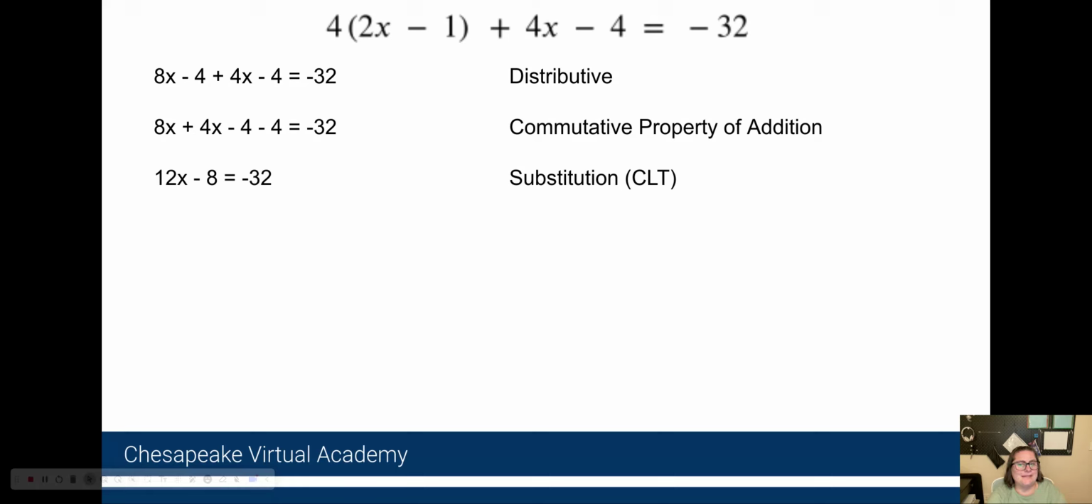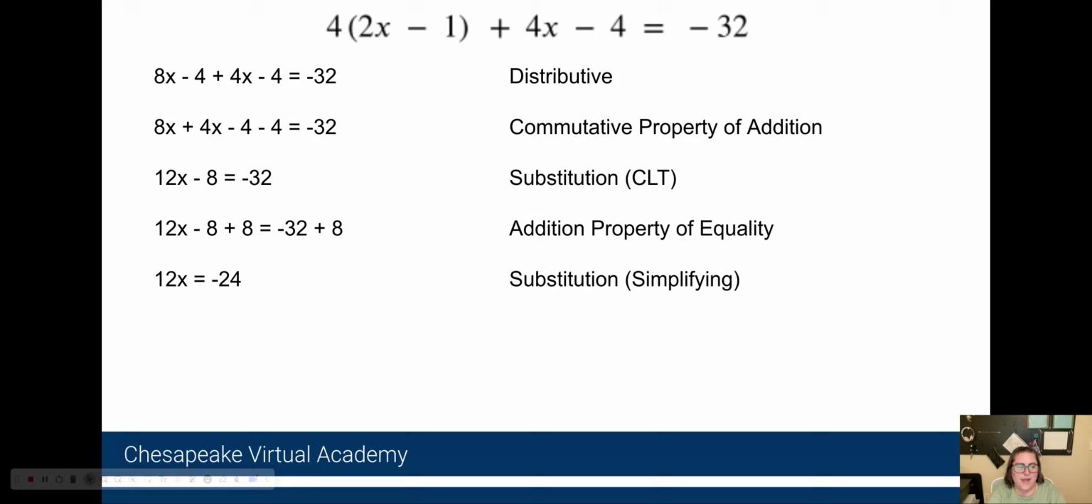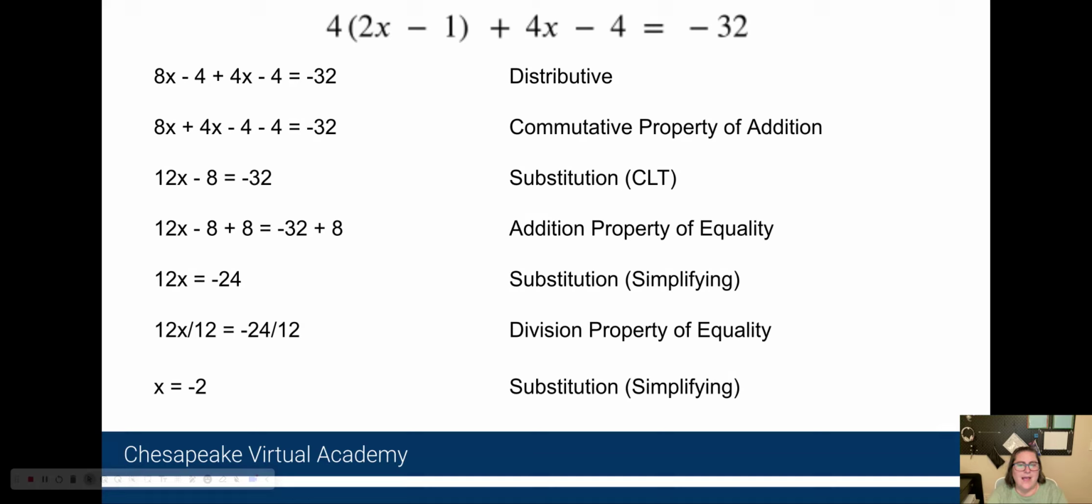I'm going to get rid of the minus 8 by adding. And so when I do that, when I reduce, I get 12x equals negative 24. And then when I divide by 12, I get x equals negative 2. And that's our final answer. Again, I'm showing all the steps and writing down my properties just so I get in that habit of justifying, because justification in geometry is going to be a super important process.